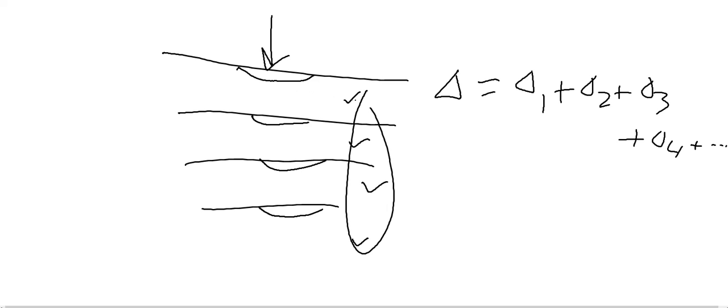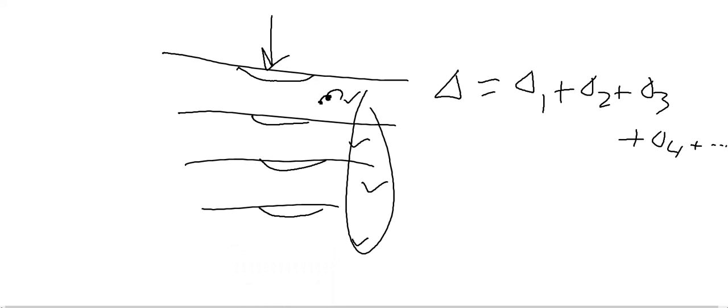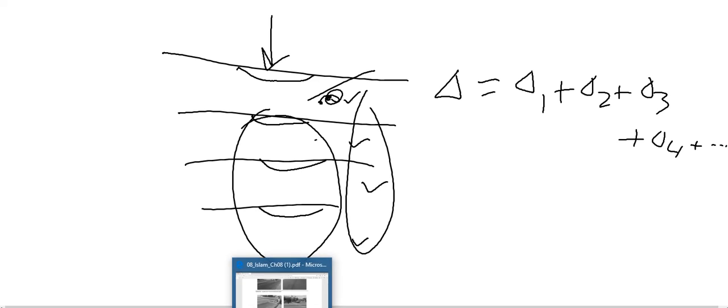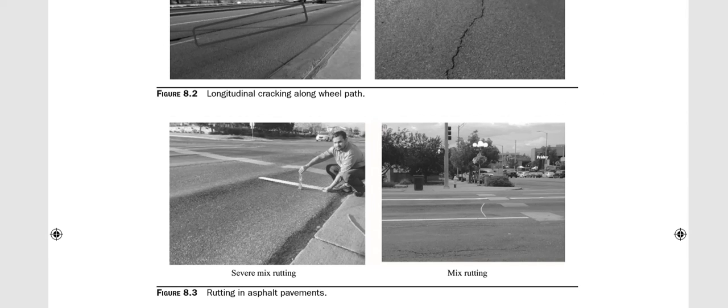You can see that in the total deformation, all of them contribute. So to repair this pavement, you have to know the cause of this deformation. If it is only the surface layer, you can take this layer off and put a new layer. But if these layers are the problem, then you have to change those. So it is very complicated. The reason is you have to know why the permanent deformation occurs.